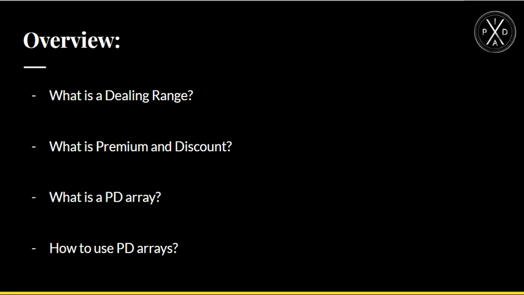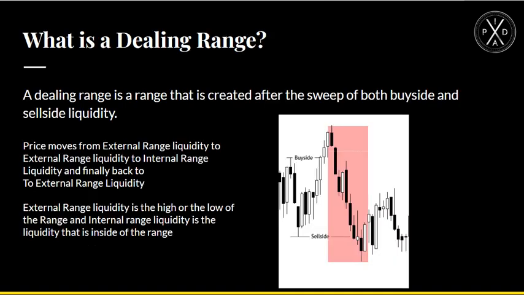Alright, so just for an overview, these are the topics that we'll be discussing today. First of all, we're going to be discussing what a dealing range is, and then secondly, we'll take a look at what is premium and discount, and then we'll take a look at what is a PD array, and then finally we'll close by learning how to use the PD arrays. Alright, so let's get into it.